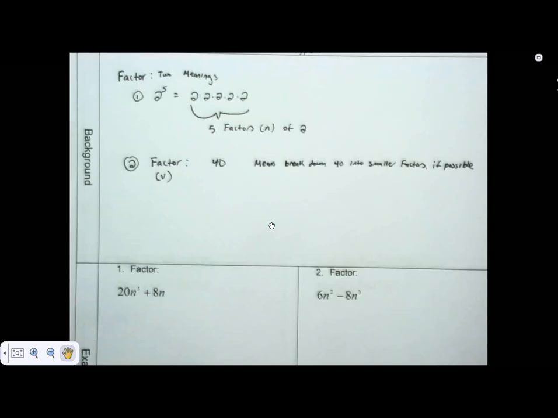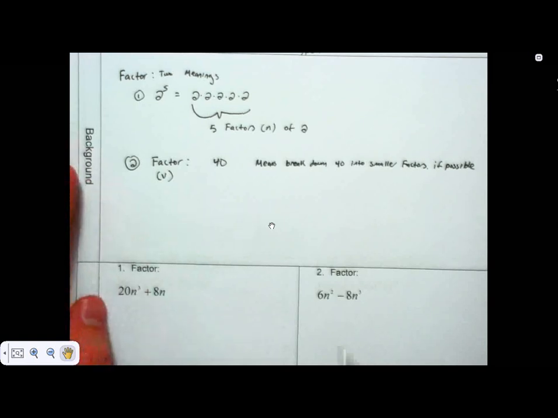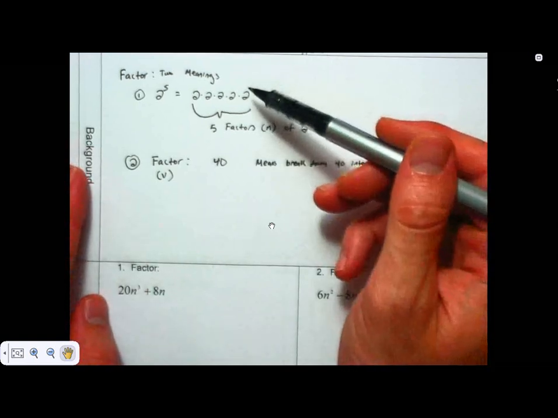Welcome. In this video, we'll be talking about how to factor a monomial from a polynomial. So to begin, the word factor in math has two meanings.